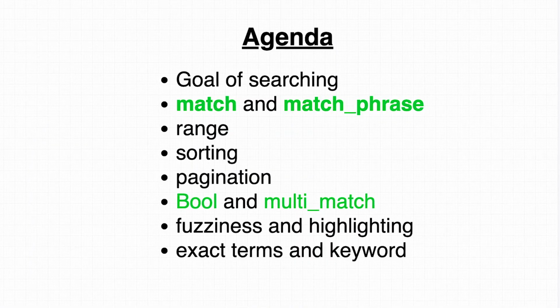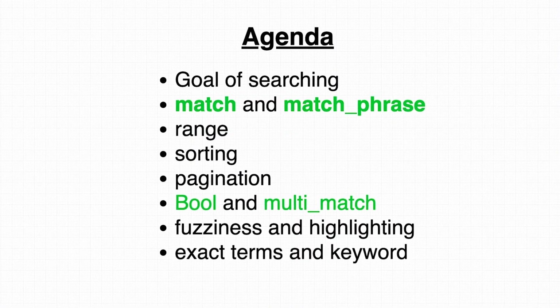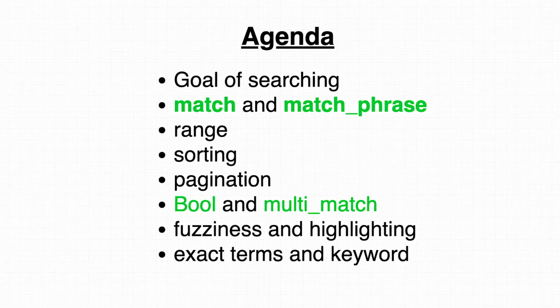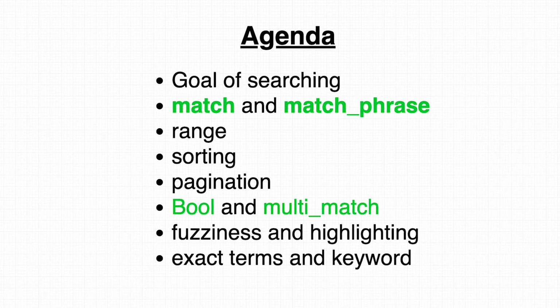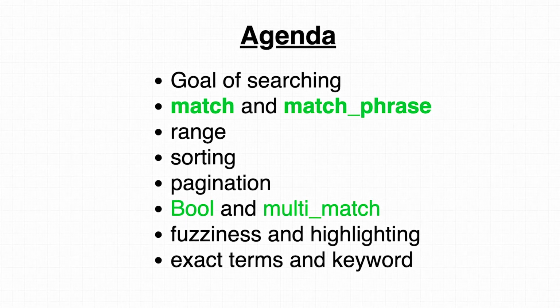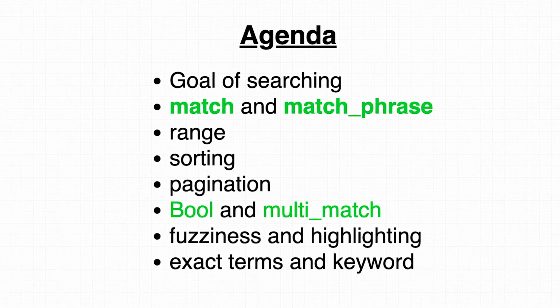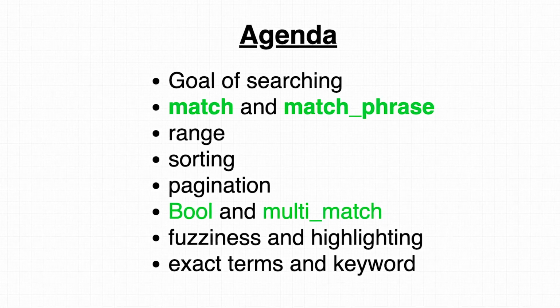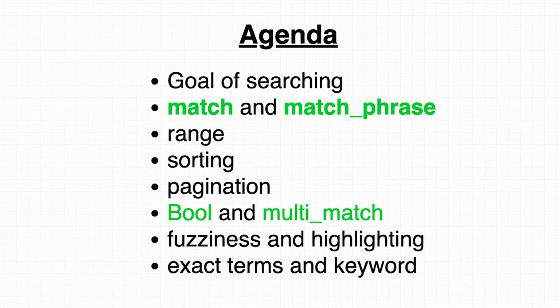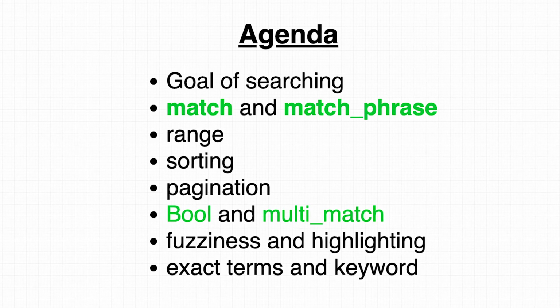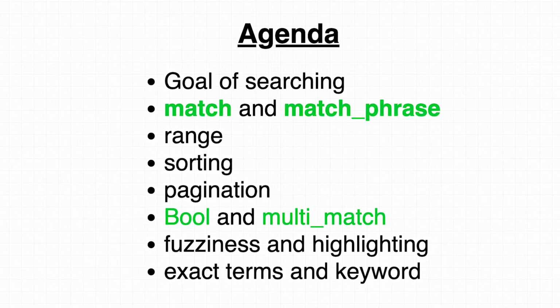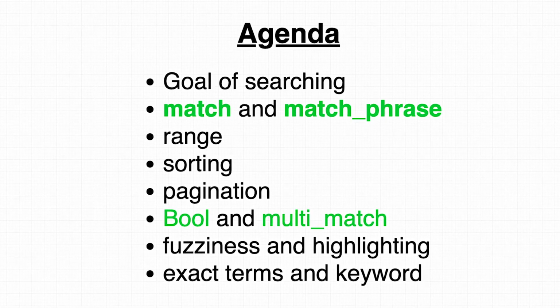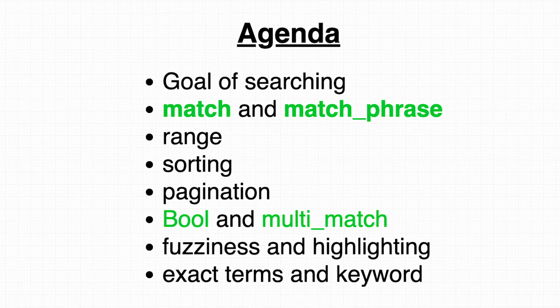In this video, we're going to cover the basics of searching with Elasticsearch. We're going to talk briefly about the goal of searching and demonstrate various queries using the match and match phrase queries, working with dates using the range operator, sorting, pagination, slightly more complex queries with the bool and multi-match queries, working with exact terms using the keyword operator, and working with nifty features such as fuzziness and highlighting.